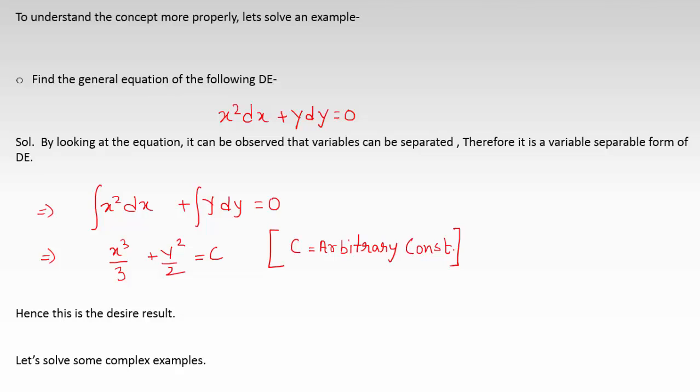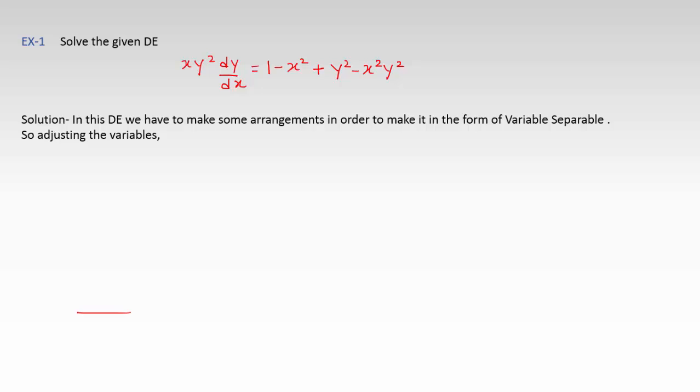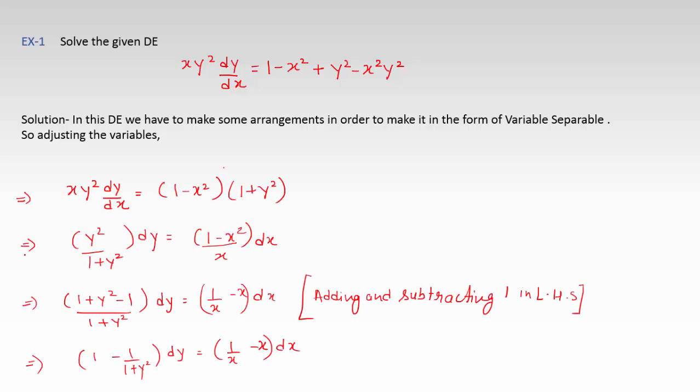It is a simpler one, so let's solve some complex examples to make it more clear. We have to solve this given differential equation: x y square dy by dx equals 1 minus x square plus y square minus x square y square. This is a tricky one, so we have to make some arrangements in order to put it in variable separable form. First we adjust the variables: x y square dy by dx, then we take minus x square common from minus x square minus x square y square. Then we can write the equation as 1 minus x square times 1 plus y square.